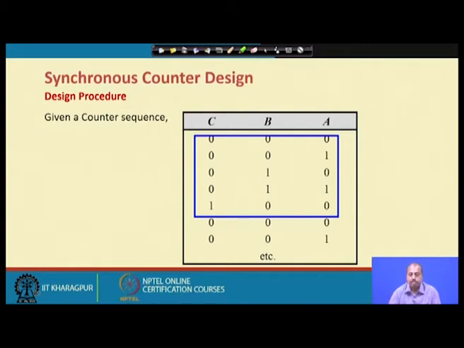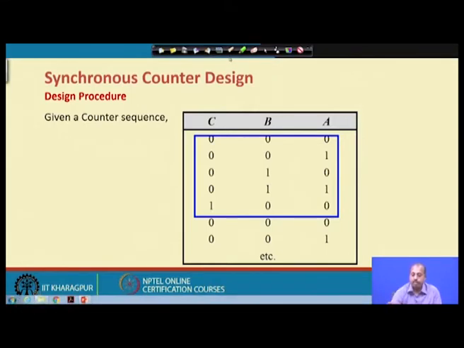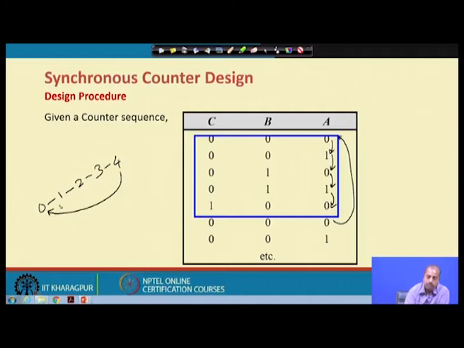Suppose we are asked to design a counter which goes like this. The sequence given to us is for a 3-bit counter. It will start at 0 0 0, and the next time it will go to 0 0 1, then 0 1 0, then 0 1 1, then 1 0 0, and after that it goes back to 0 0 0. Suppose this is the sequence that I need to generate. In decimal, the sequence is 0, 1, 2, 3, 4 and then again 0. So, how do we design such a counter? That is what we will try to see.